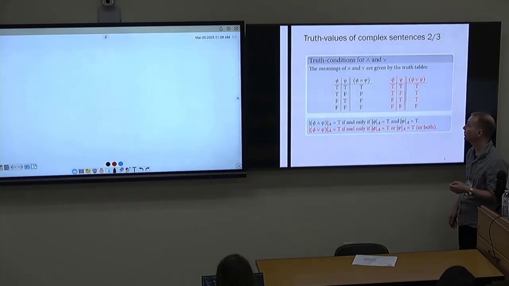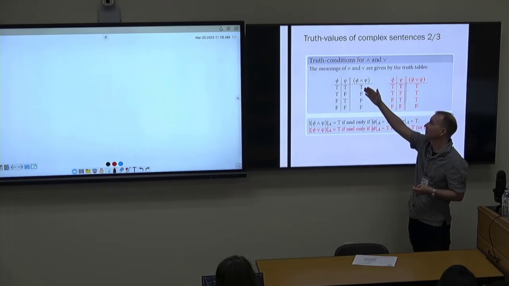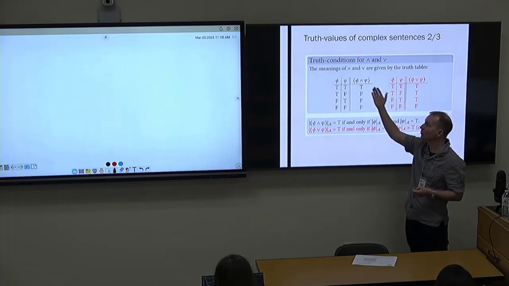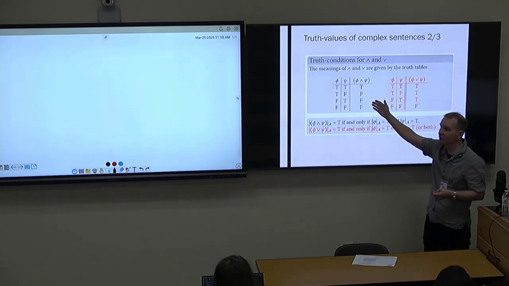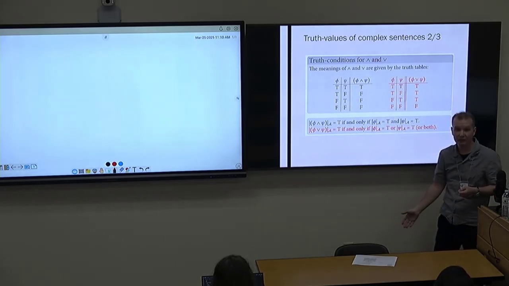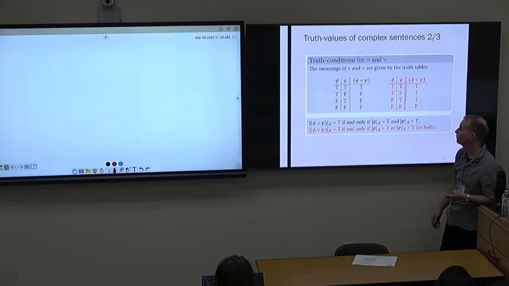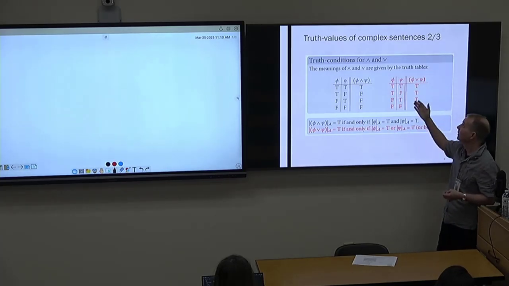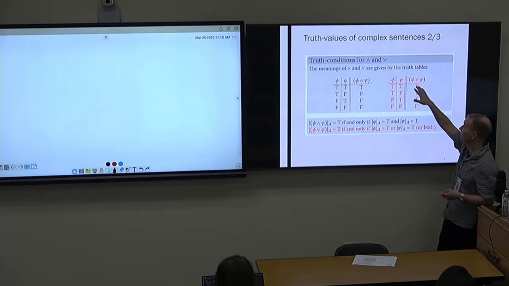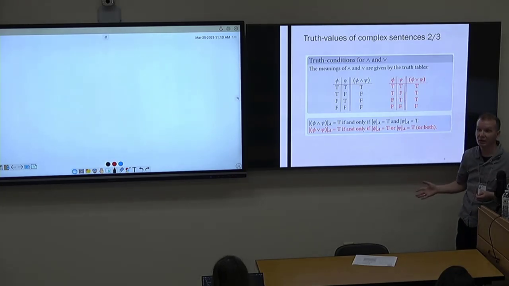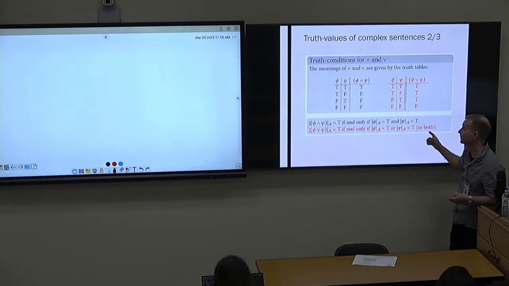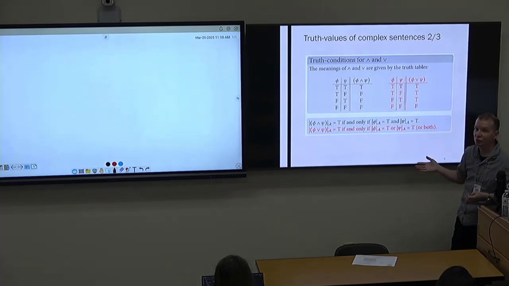A couple of other tables which we also went over, and hopefully you remember them now. Conjunction, phi and psi, only has one situation when it is true, and it is when both of them are true. If at least one of them is false, the whole thing is false, and of course if both of them are false, the whole thing is also false. This is what this first line here tells us. On the other hand, if it's disjunction, if we have phi or psi, that actually will be true in three different situations, when at least one of them is true, which is what this line tells us. But there is one situation when it's false, and it is when both of them are false.